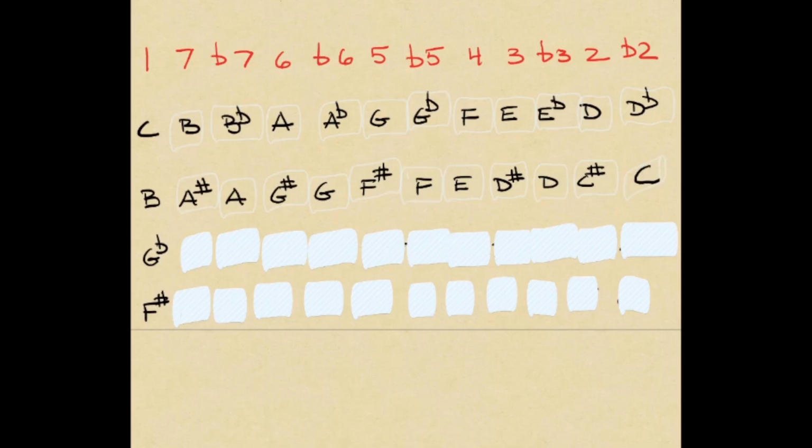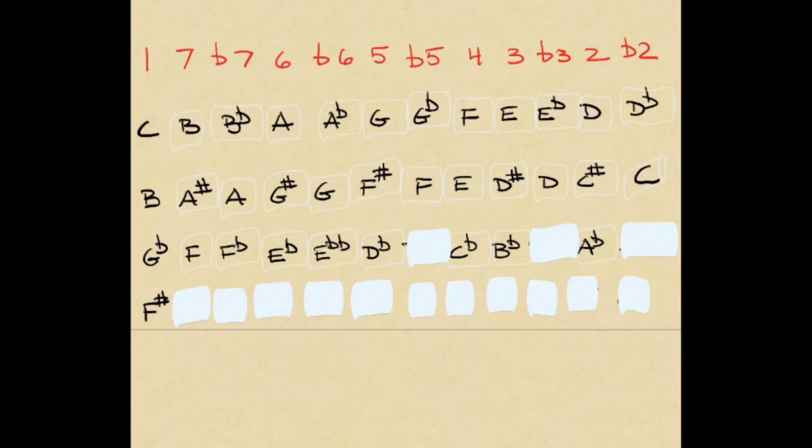Two more. Key of G flat. Lots of flats in this. There are 6 flats in the key of G flat. So G flat is 1, F is 7, E flat 6, D flat 5, C flat is 4, B flat 3, 2 is A flat. I have to think about that just a little bit. F flat is your flat 7, E double flat is your flat 6, flat 5 is D double flat, 4 and 3 we don't touch. Flat 3 is B double flat. Flat 2, A double flat.